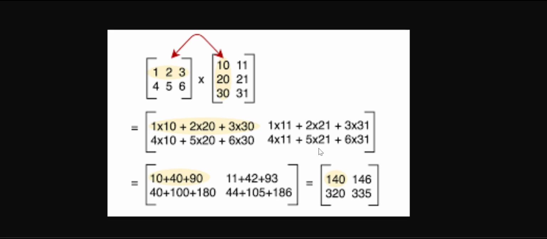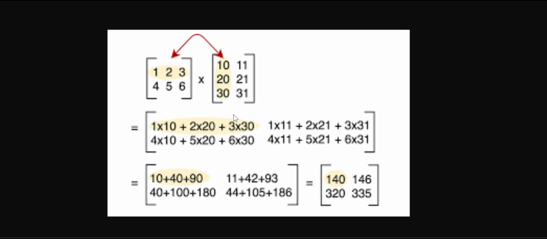Alright, then you add everything up. Then after you've done that, you go down now to the second row of the first matrix. So 10, 20, 30, transpose, multiply each element here. 4 times 10, 5 times 20, 6 times 30, and then you add everything up.